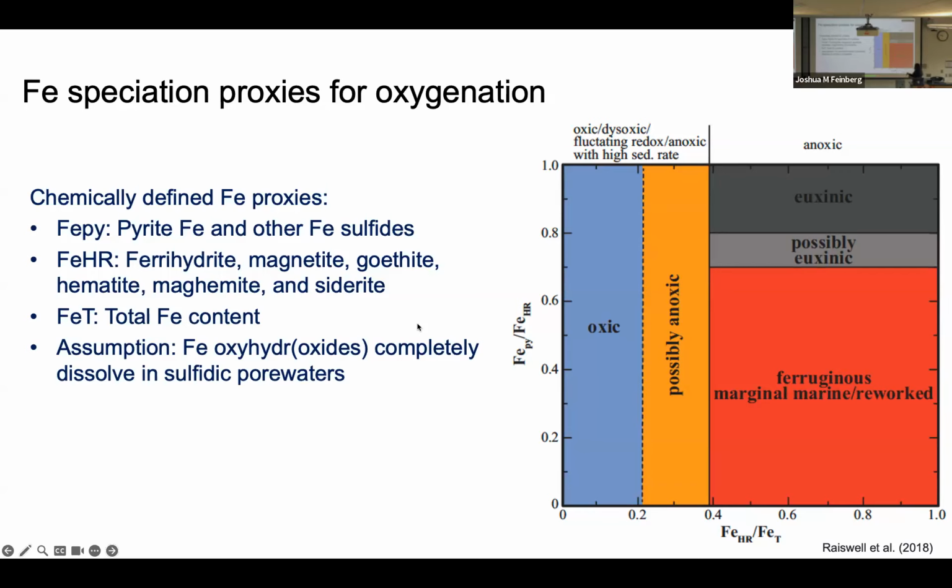So on the x-axis, you have highly reactive iron over total iron. On the y-axis, you have pyrite iron over highly reactive iron. So the more highly reactive iron you have, that means probably you have more potential of reducing the iron into pyrite. If you already have a lot of pyrite, that means your water is already very sulfidic. That means there's a lot of sulfide around.